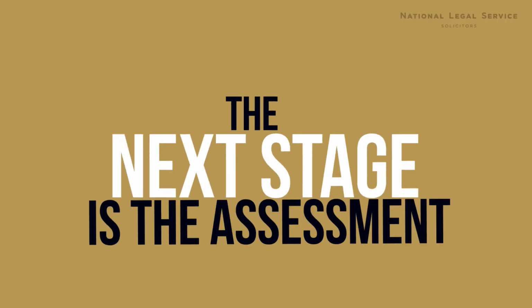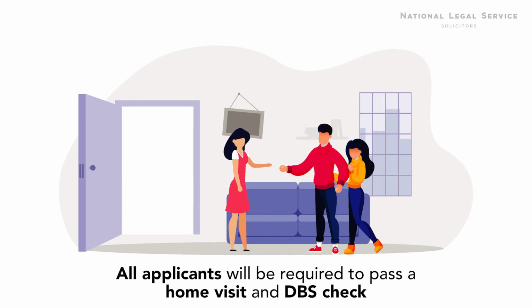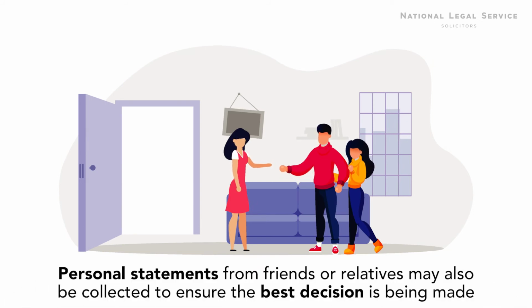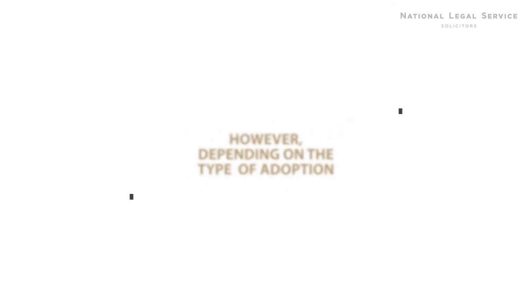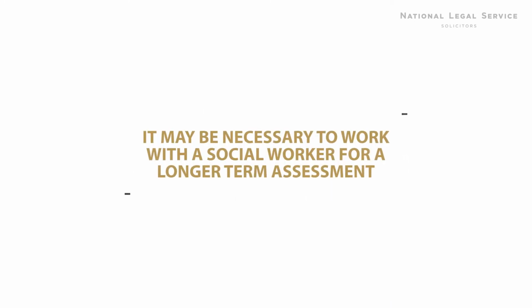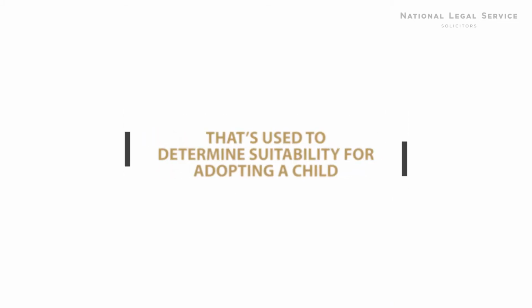The next stage is the assessment. All applicants will be required to pass a home visit and DBS check. Personal statements from friends or relatives may also be collected to ensure the best decision is being made. The process is similar for both agency adoptions and stepchild adoptions. However, depending on the type of adoption, it may be necessary to work with a social worker for a longer-term assessment that's used to determine suitability for adopting a child.